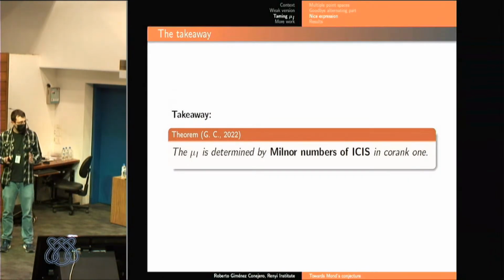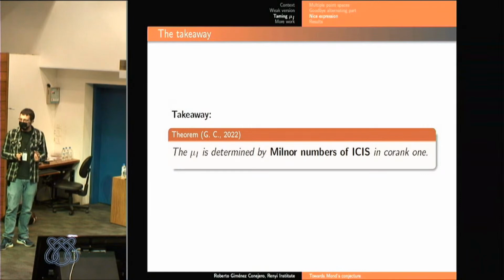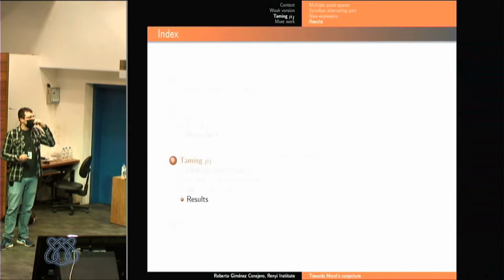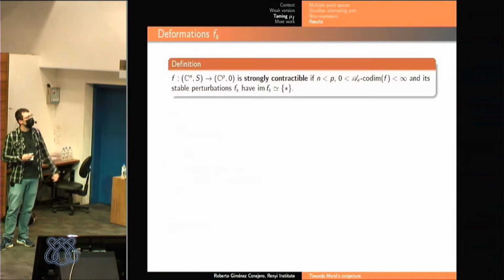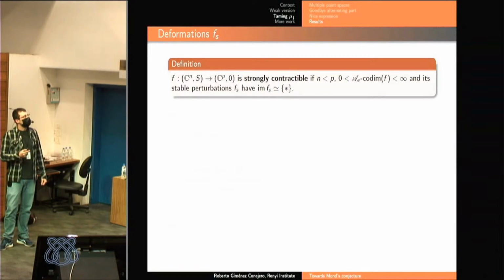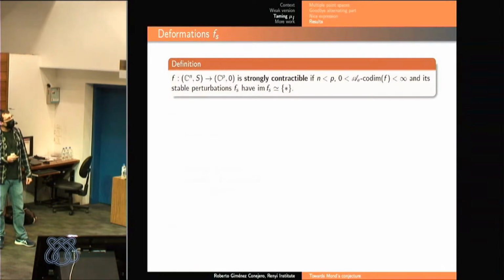You can compute the image Milnor number, which is determined by the Milnor number of ICIS, in the case of corank 1. And this is good, because this allows you to do a lot of manipulation and say a lot of things about this setting. For example, these are the germs that are a counterexample to the weak version of the Mond conjecture.